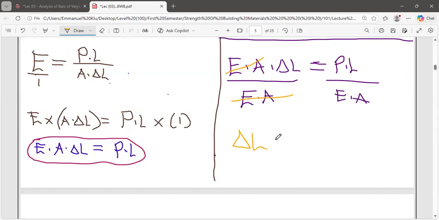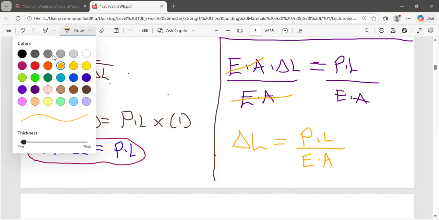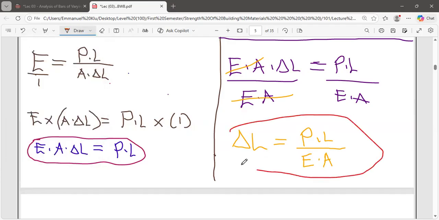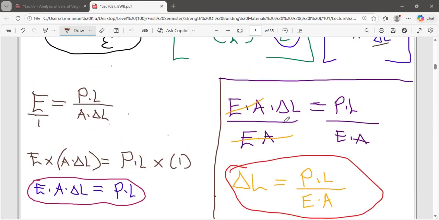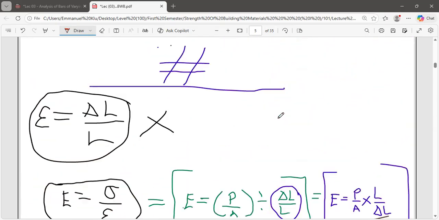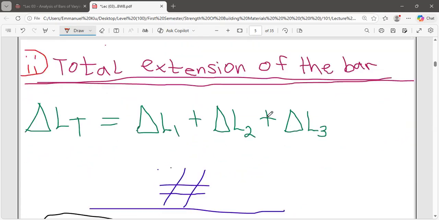So finally, our change in length is now going to be equal to PL over E multiplying the A. So that is what it means. This is the formula we are going to use to solve our work. So wherever you see the change in length, I'm just going to put PL over EA. Once I solve this one here today, I may not solve it anywhere again. So let's maintain it.